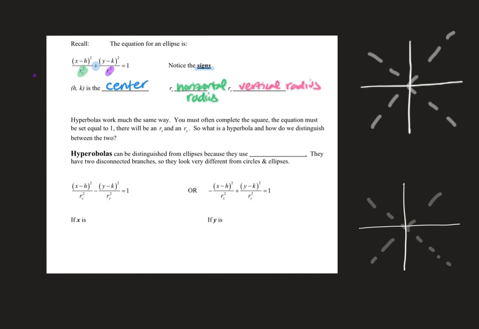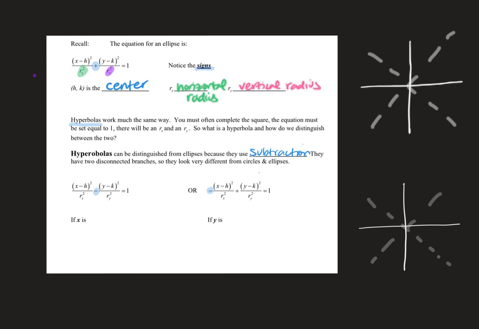Well, hyperbolas work almost the same way. They look nearly identical, except that you can see that there is a subtraction sign. There's a negative. So hyperbolas can be distinguished from ellipses by looking to see, is there a subtraction sign? Now, it matters who has the subtraction sign. It doesn't really matter the order you write it in.